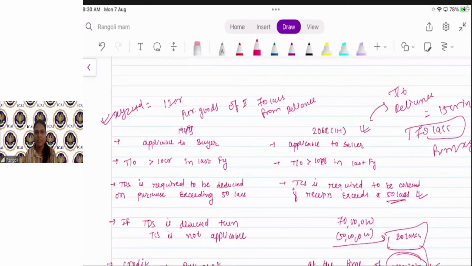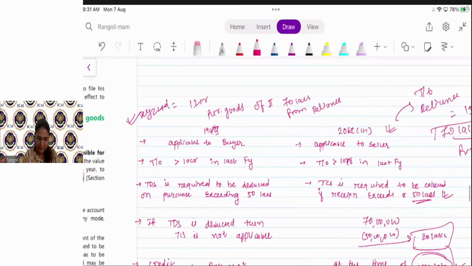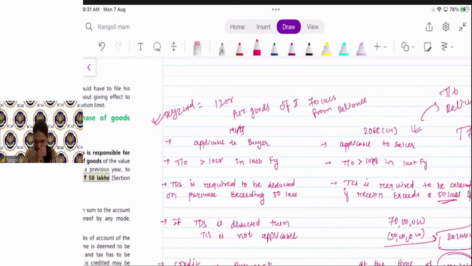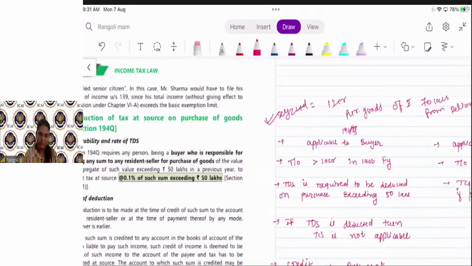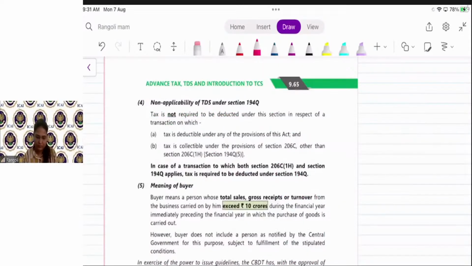But say for example, in the last financial year, the turnover of XYZ Limited is 8 crore. So then, it is less than 10 crore in the last year? Yes. Then in that case, the seller is required to collect TCS. Everyone clear with this?